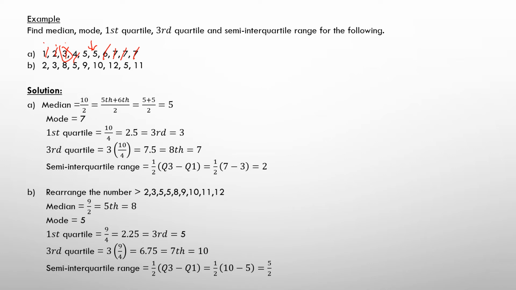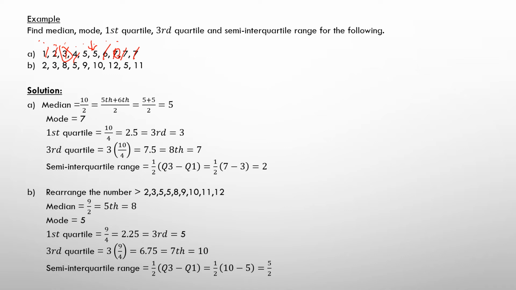So for the third quartile, 3 times 10 divided by 4, you get 7.5, and you round up to the 8th value. So you count 1, 2, 3, 4, 5, 6, 7, 8. So the 8th value is 7, so you just write 7 there. So that's your answer. For the semi-interquartile range, you just do 1 over 2 times Q3 minus Q1, and you get the answer.